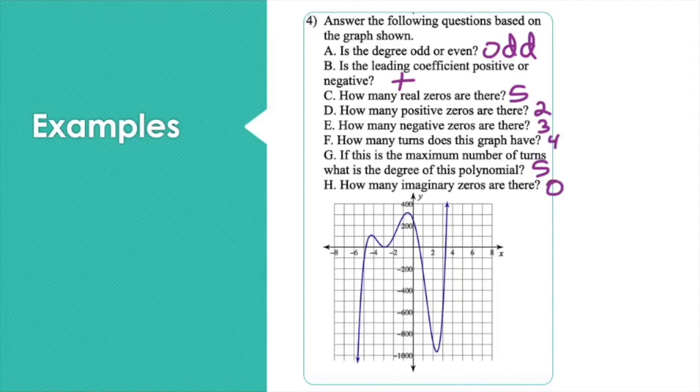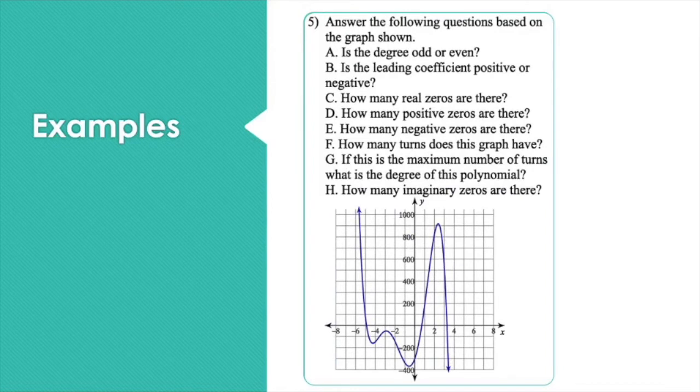Let's do another example. Let's do number 5. Same questions as before. Is the degree odd or even? Since they're going in opposite directions, it's odd. Since we're going up this direction and down this direction, it's going down from left to right, so it is negative. How many real roots do we have? We have 1, 2, 3. 2 are positive and 1 is negative.